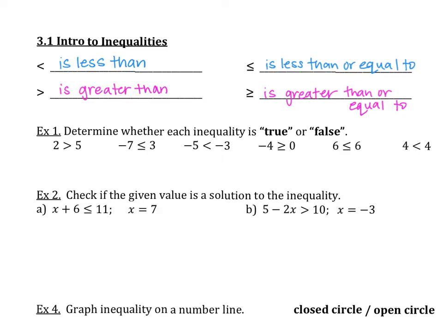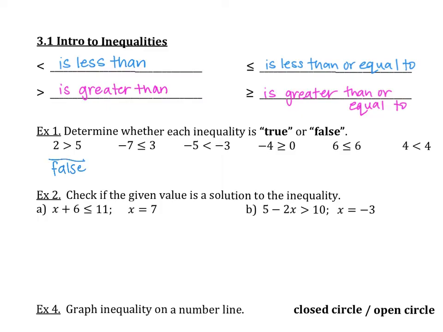Okay, so for example 1, we're just going to look at these inequalities and see whether they're true or false, considering what each of the symbols mean. Okay, so for this one, let's look at this symbol. This symbol means is greater than. So is 2 greater than 5? Is 2 higher on the number line than 5? Is 2 more than 5? That's false. 2 is not more than 5.